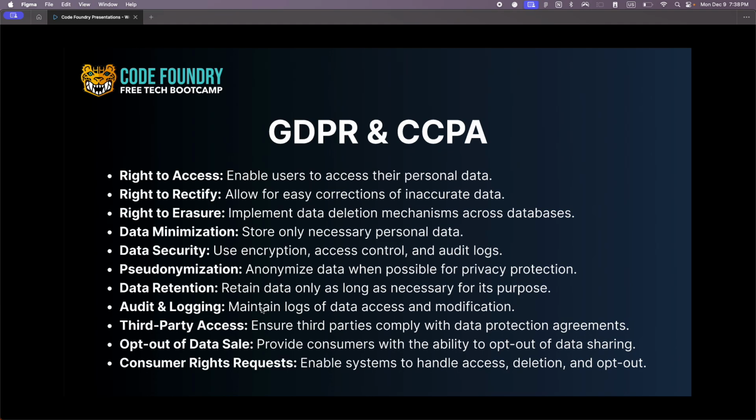Auditing and logging, so making sure that you know when your data is being accessed and how. Third-party access, so ensuring that third parties comply if you give them access through APIs or direct access to your database, which is not recommended. Opting out of data sale, allowing customers to be able to opt out of their data being sold. And consumer rights requests, enabling systems to handle access, deletion, and opting out.